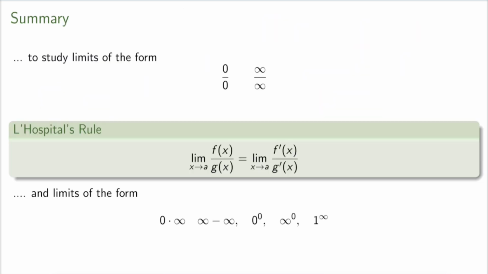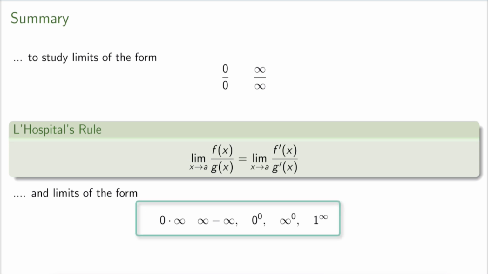Okay, so here's L'Hopital's rule again. And whatever we try to do, if we try these strange limits, we always go back to one of these cases, 0 over 0, or infinity over infinity, and then we apply L'Hopital's rule.